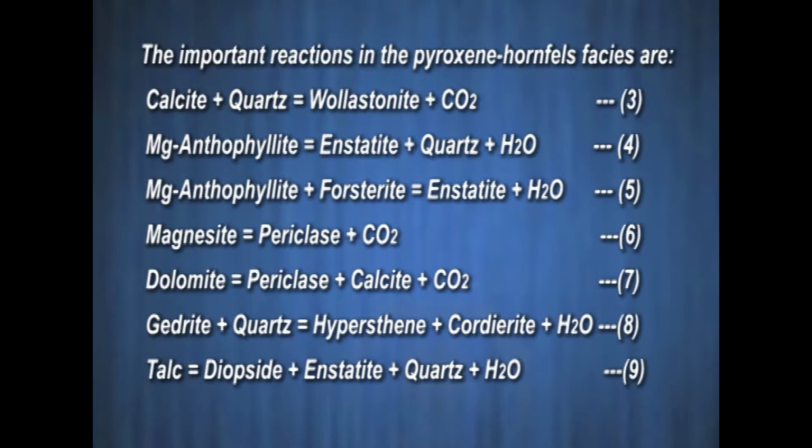Next important reaction is magnesite gives rise to periclase plus CO2. Another important reaction is dolomite gives rise to periclase plus calcite plus water. Next is cordierite plus quartz gives rise to hypersthene plus cordierite plus water. Talc gives rise to diopside plus enstatite plus quartz plus vapor. So, these are the important reactions mainly occurring in the pyroxene hornfels facies.